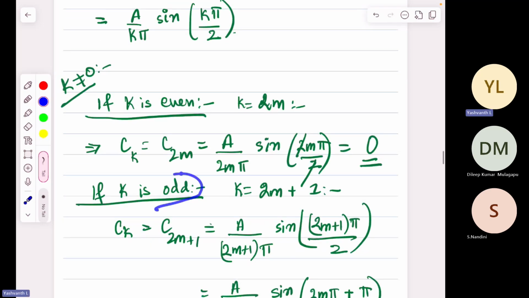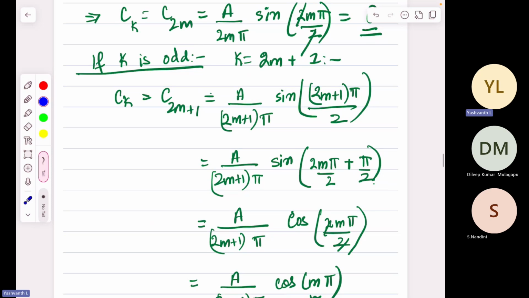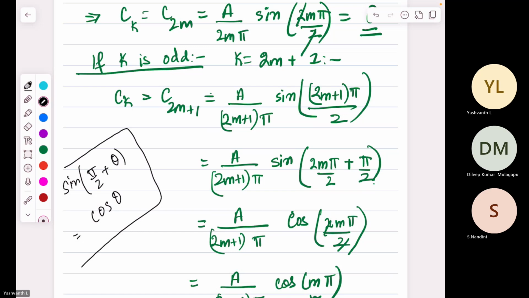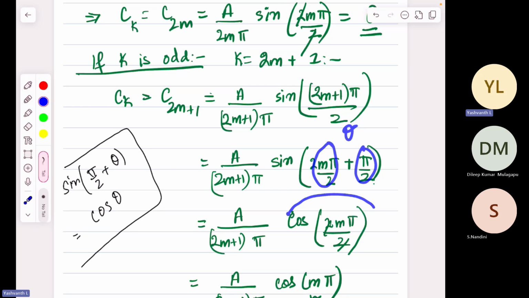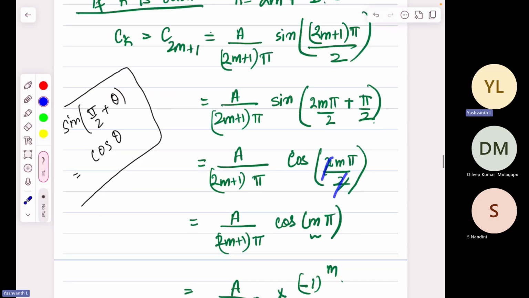But if k is odd, then let's say k equal to 2m plus 1, where m is some integer. Then ck is c2m plus 1, equal to a by 2m plus 1 into pi times sine of 2m plus 1 pi by 2. Now inside sine, you can expand it as 2m pi by 2 plus pi by 2. This is of the form sine pi by 2 plus theta, which equals cos theta. This is a well-known trigonometric formula, and I'm just using that expression here. So this is pi by 2 and this is theta. So this becomes cos 2m pi by 2. The 2 cancels, so it becomes cos m pi.